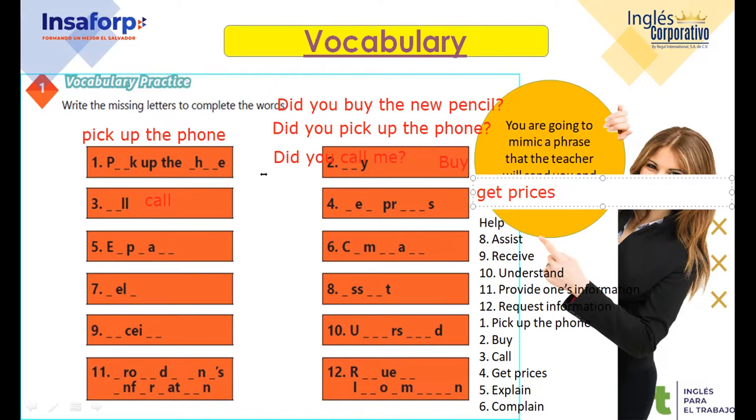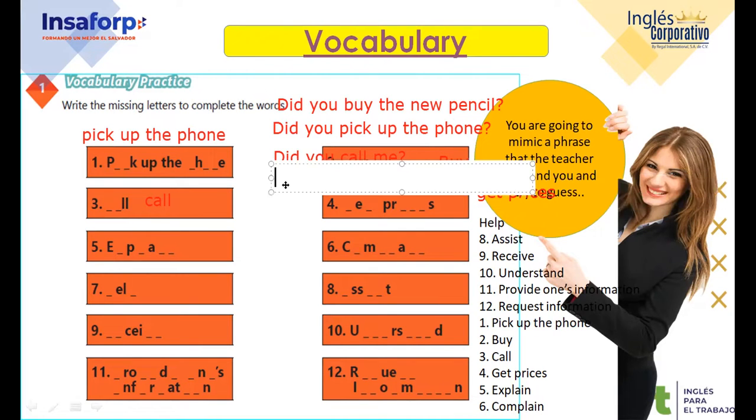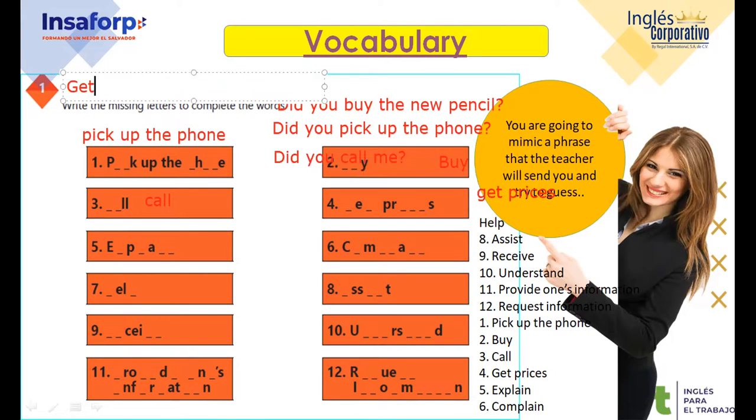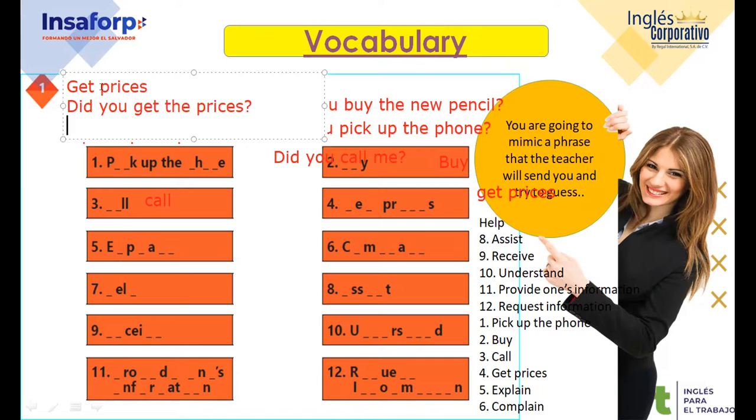Get the prices. So it could be the sentence. Get prices. Did you get the prices? Okay, number five. Number five. What's the verb for number five?